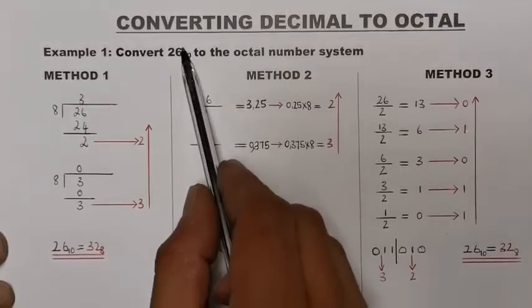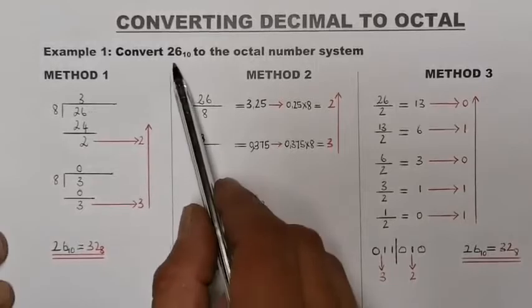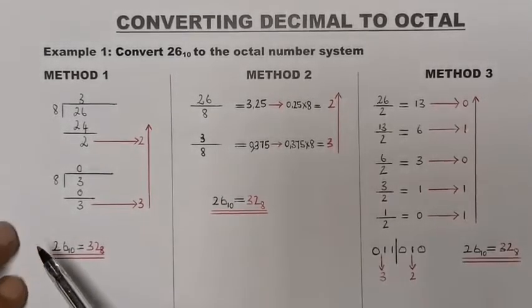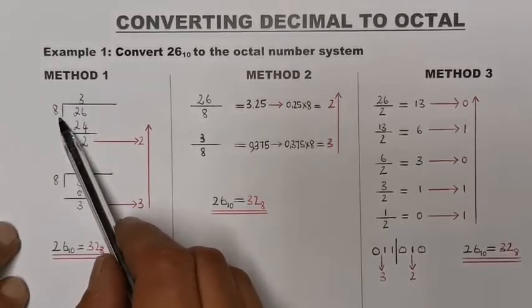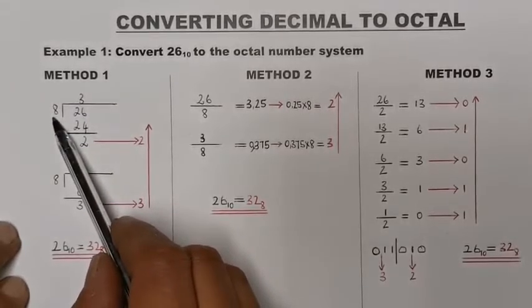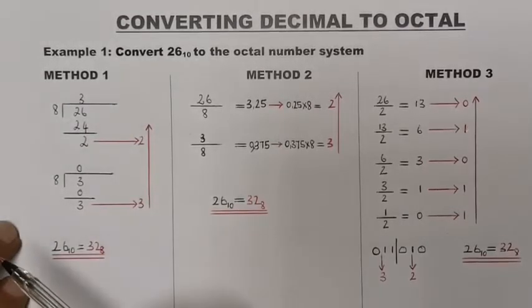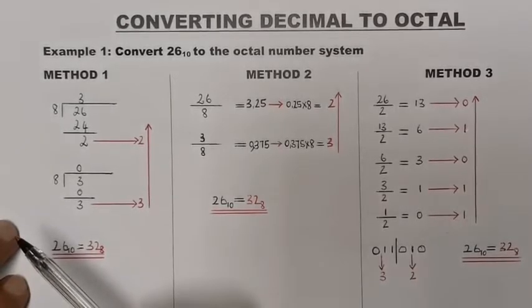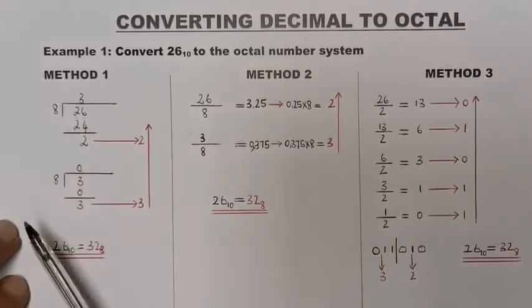Here you can see I'm going to use this specific value, which is 26 in decimal. What we need to do here is divide 8 into 26. The reason why I'm using 8 is because I am converting to octal, and in an octal number the digits go from 0 to 7. That's why we use the number 8 there.